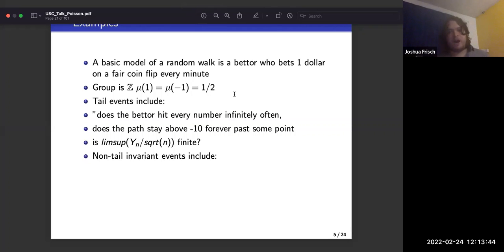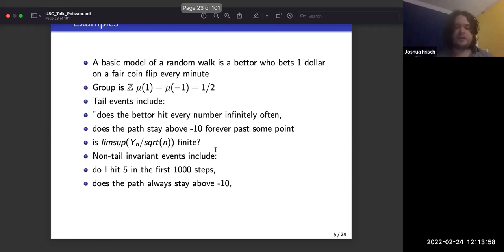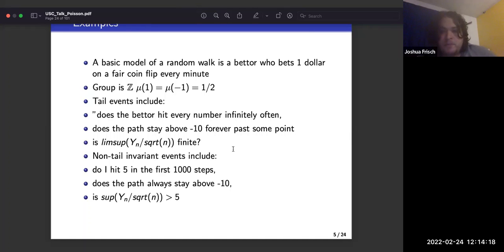And just to give some examples of non-tail events, I think when you give examples, you should usually give non-examples as well: do I hit 5 in the first 1,000 steps? This is manifestly not an asymptotic event. Does the path always stay above -10? In contrast to the previous one, we're not asking for some point. The issue here is that in the first few hundred steps, you might dip below -10 and then get above it. So this is not going to be a tail event. And is the sup of Y_n over the square root of n greater than 5? Again, the issue is that you might mess this up in the very beginning, which is going to get rid of the tail equivalence.